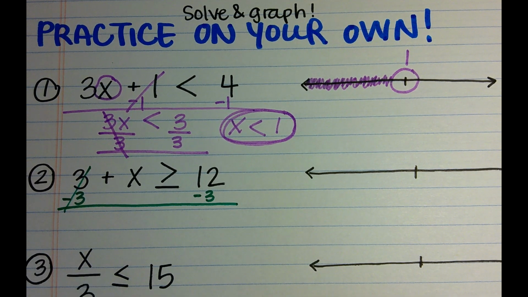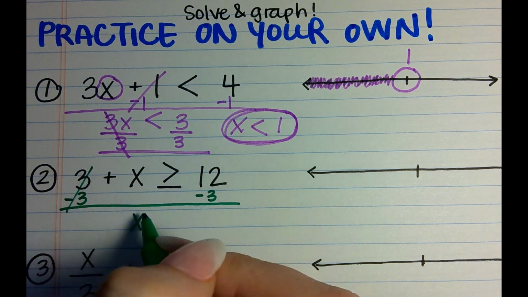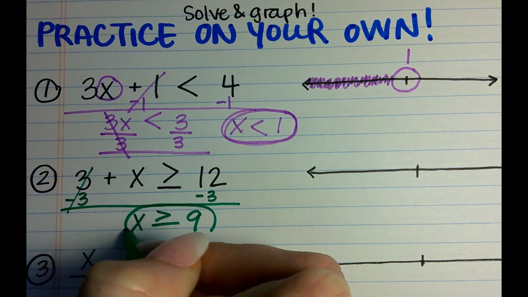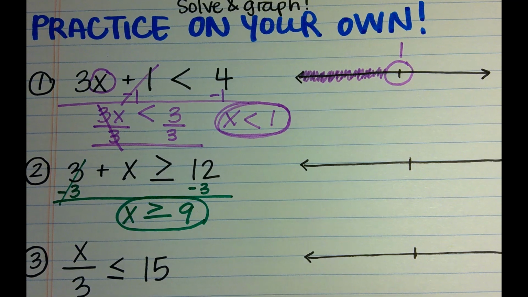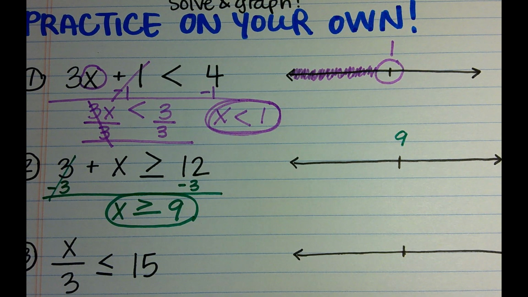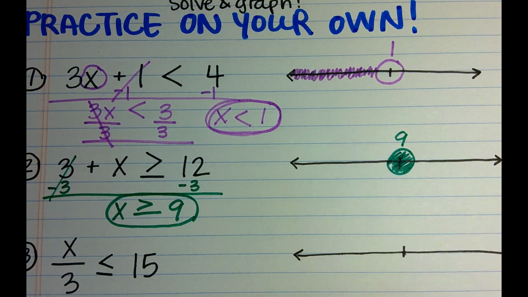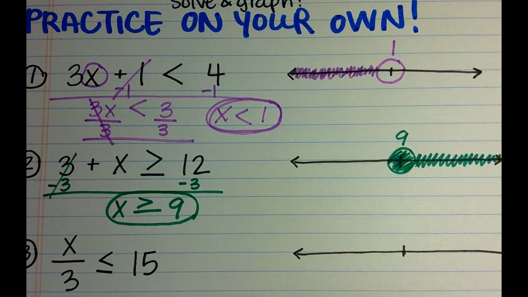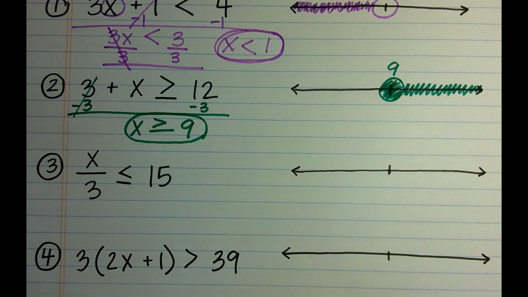The 3's cancel. So I've got x by itself. X is greater than or equal to 9. 12, 11, 10, 9. Good. X is greater than or equal to 9. So, how do I graph that? You put your 9 above the tick mark. Mm-hmm. Circle the tick mark, shade it in. We shaded in this time. And then you shade to the right. And shade to the right. Good. Good. Any questions on number 2?